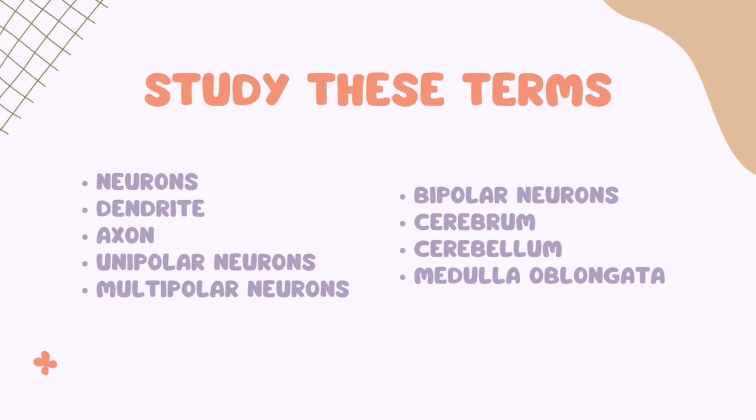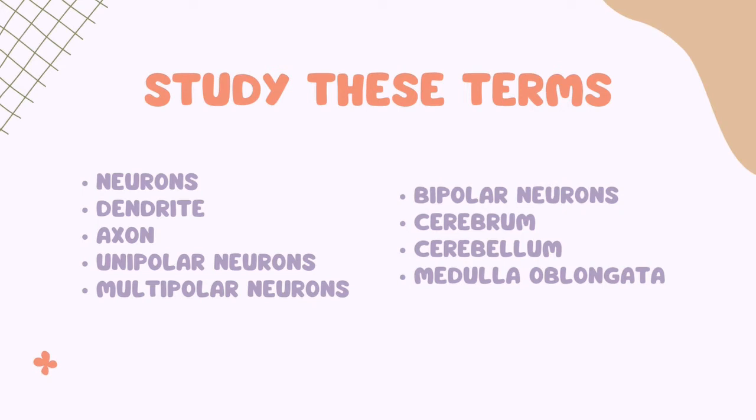Okay, so next we have here the cerebrum. The cerebrum is the largest part of the brain and also the center of sensory perception, memory, thought, and personality. Okay, next is the cerebellum. The cerebellum is the part of the brain that controls motor function such as balance and body coordination.